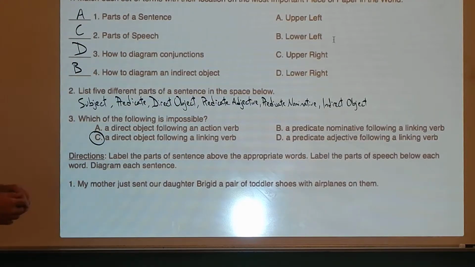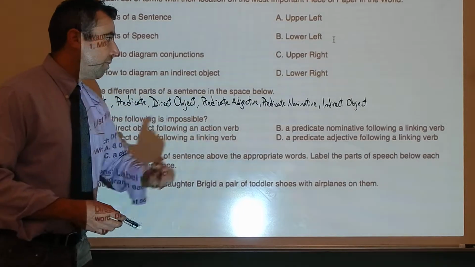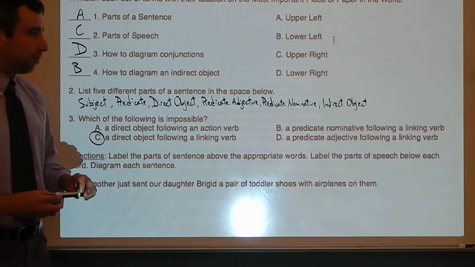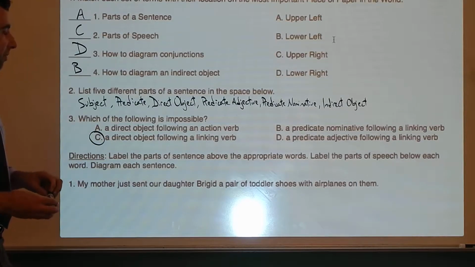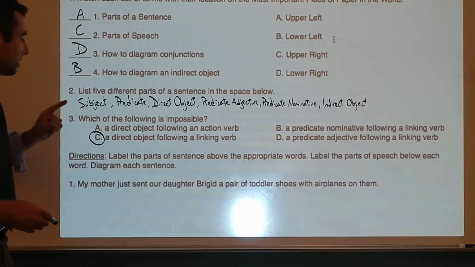And then the third question, which of the following is impossible? A, a direct object following an action verb. No, that's quite possible. B, a predicate nominative following a linking verb. Nope, that's quite possible. Predicate nominatives always follow linking verbs. C, a direct object following linking verbs. That is the one that is impossible.